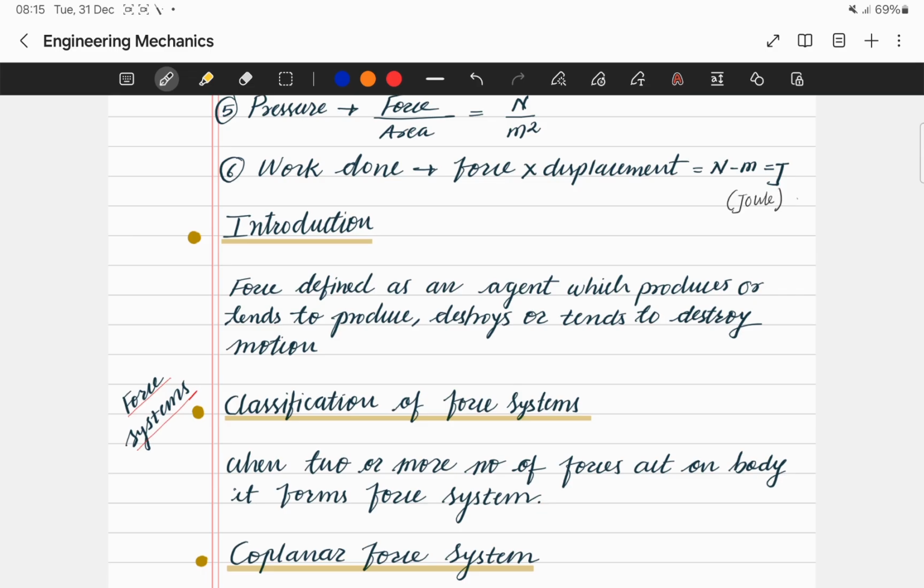Again, if you throw a ball, the ball was actually stationary, you have taken it in your hand and thrown it, so you have applied a force, an agent that gave motion to that ball. Okay, so this is how the concept of force is understood. Any body which is in motion can be stopped, or any object which is stationary can also be moved, or we can apply motion to it. That is nothing but the force.